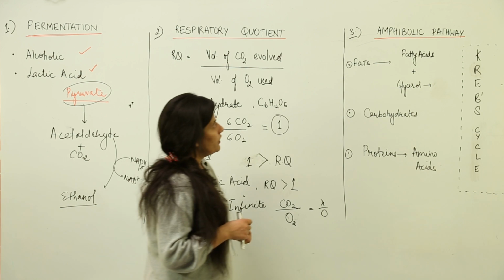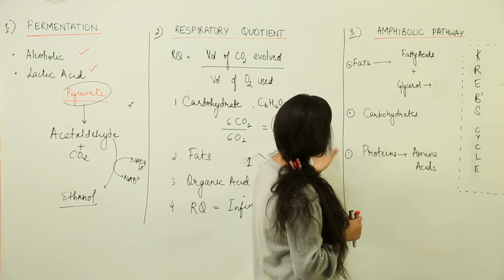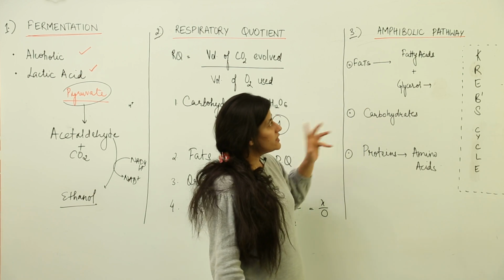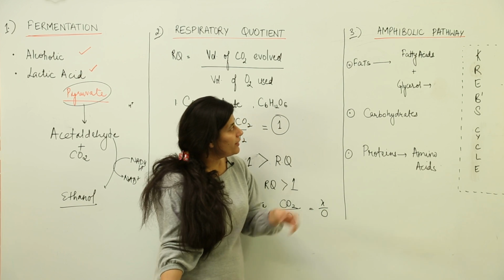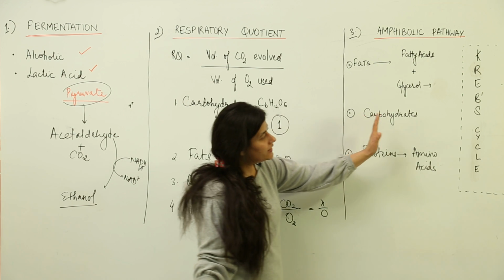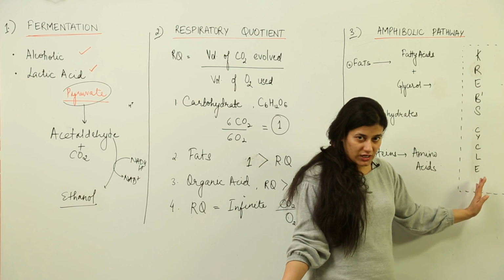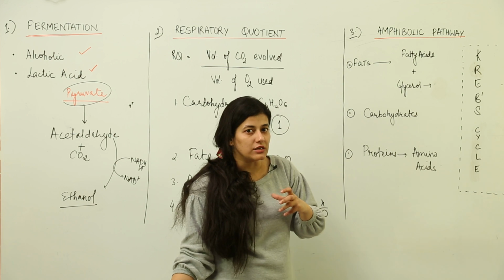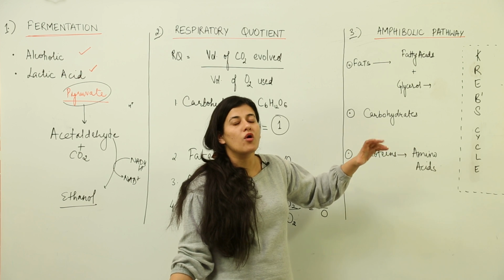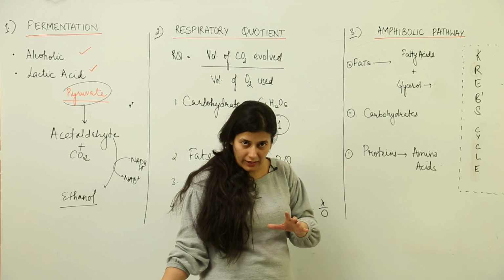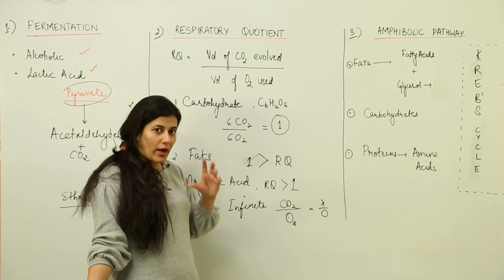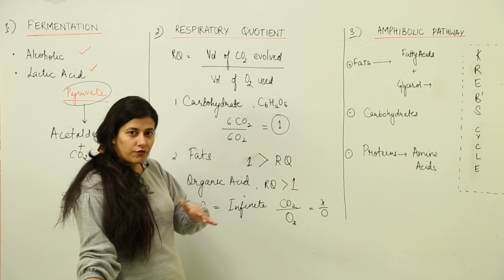Now the last topic, the ending one for respiration, is the amphibolic pathway. What is the amphibolic pathway? For the breakdown of every type of respiratory substrate, it has to enter the Krebs cycle so that ATP generation takes place. Whenever we have any respiratory substrate, we make sure that it enters the Krebs cycle in the form of acetyl coenzyme A. You remember acetyl coenzyme A is the one which enters the Krebs cycle. It binds with oxaloacetic acid and then forms citric acid.